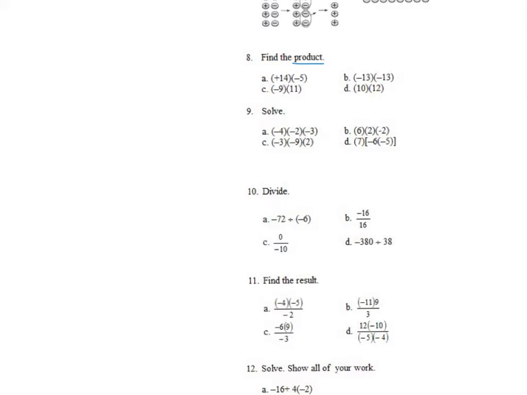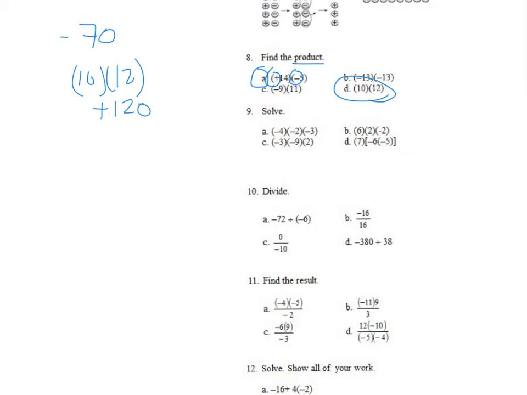So simply, for 8, you just multiply the two numbers. So 14 multiplied by 5 is, sorry, it's 70. And then you have a positive number and a negative number. The signs are different, I get a negative answer. Here, 10 multiplied by 12. Signs are both positive, and then I multiply the numbers. Signs are the same.